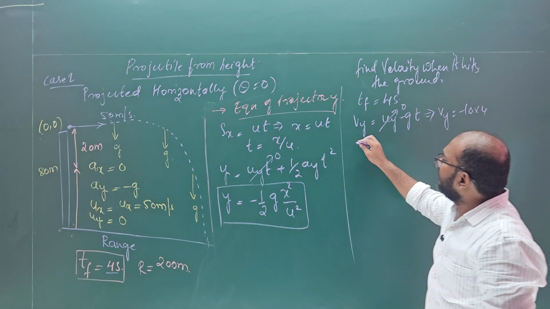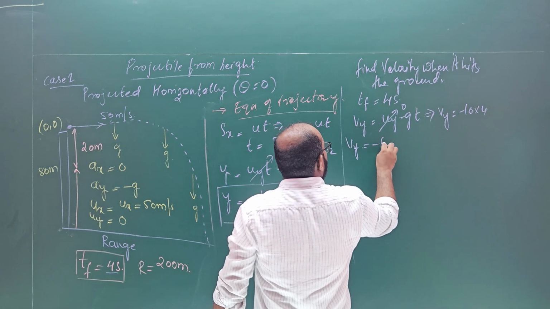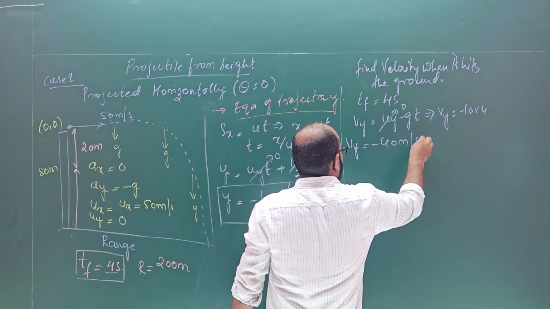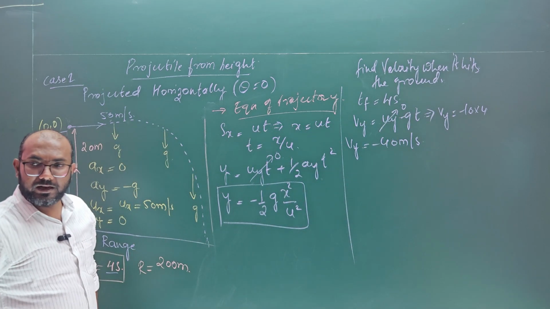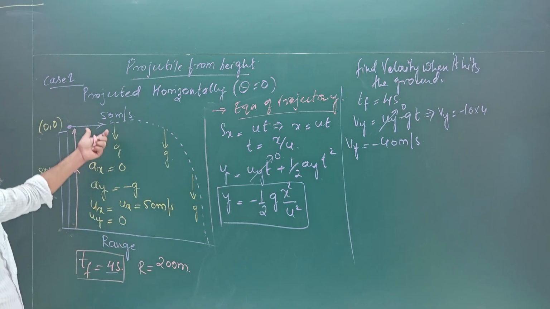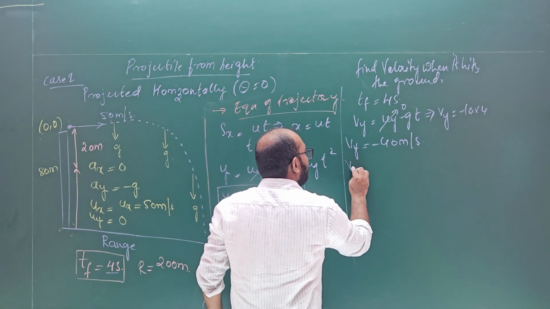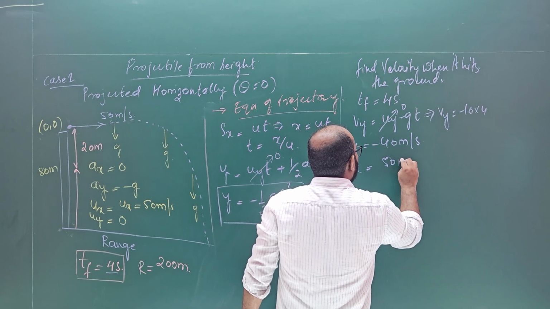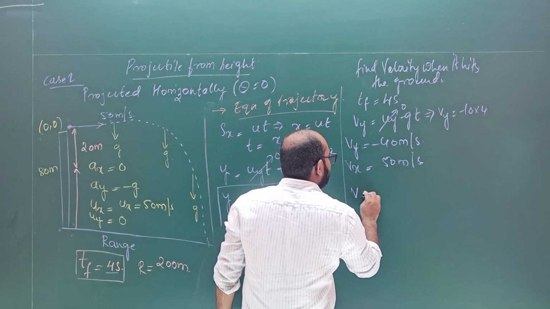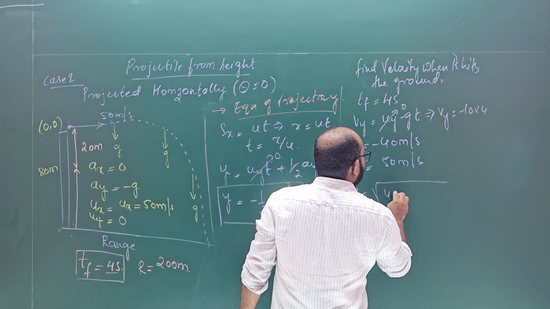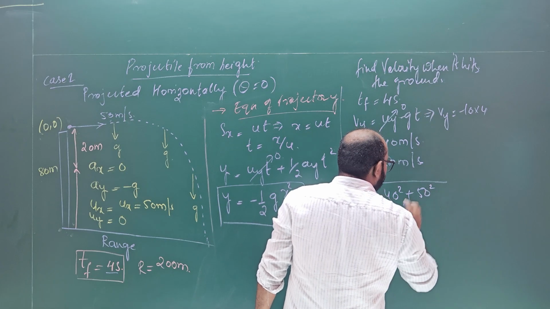That means what we got? Vy velocity is equal to minus 40 meter per second. Initial velocity is not changing in the x-axis, so Vx remains 50 meter per second. Can I say that V is nothing but under the root of 40 square plus 50 square?